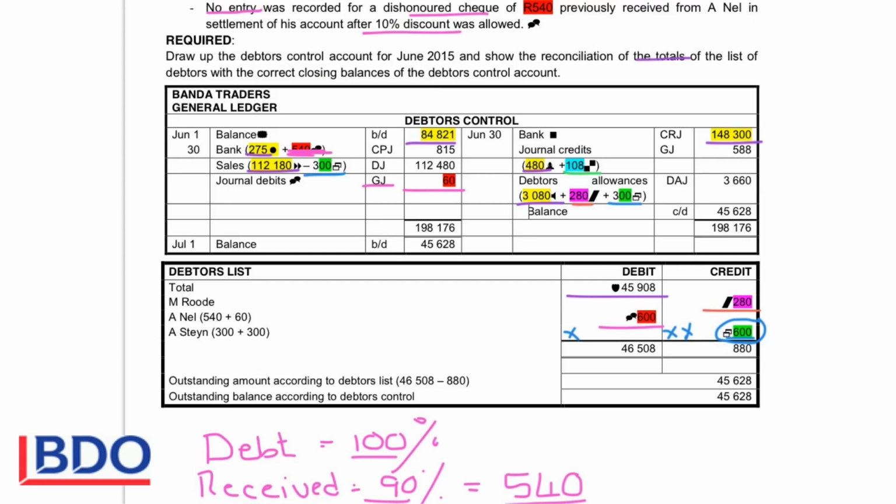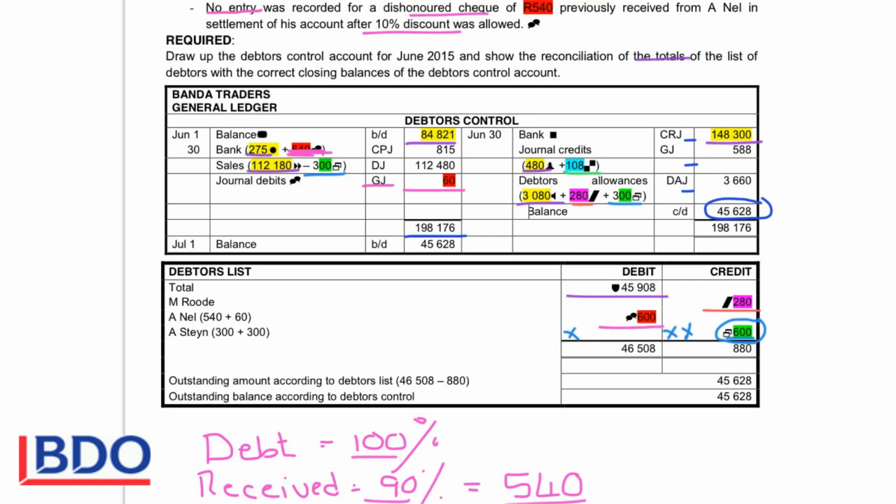We've corrected all the mistakes now and will balance the debtors control account. So we will add up the total on the debit side and take the 198,176 and subtract the figures on the credit side, and that will give me a balancing figure of 45628.